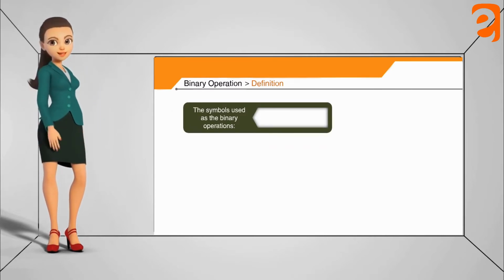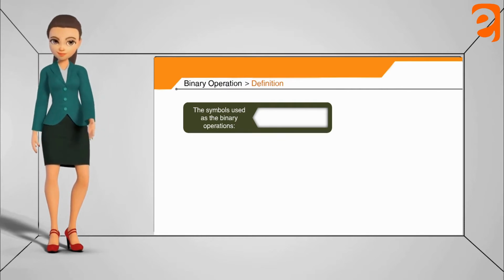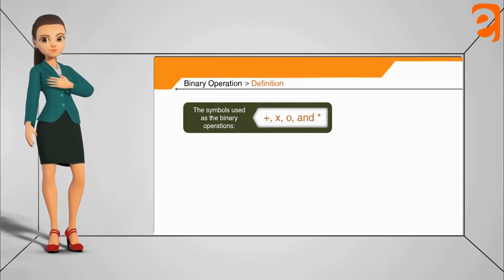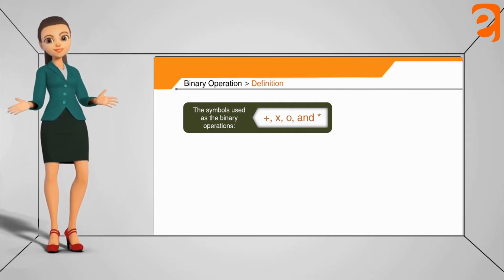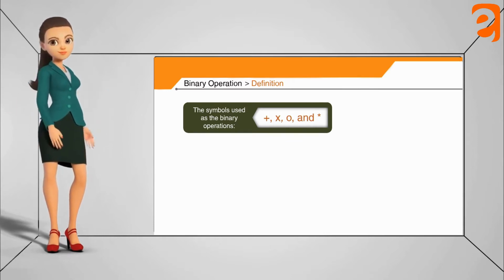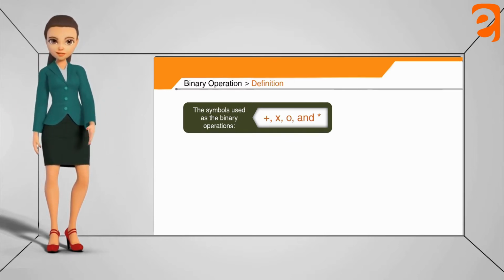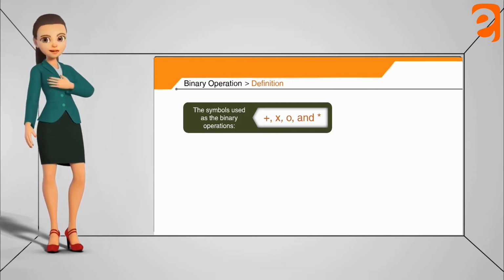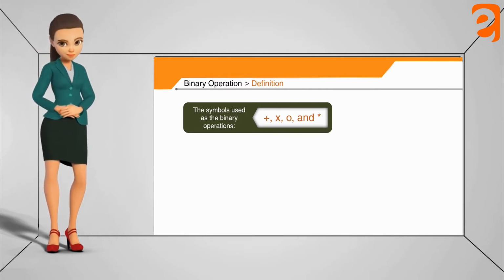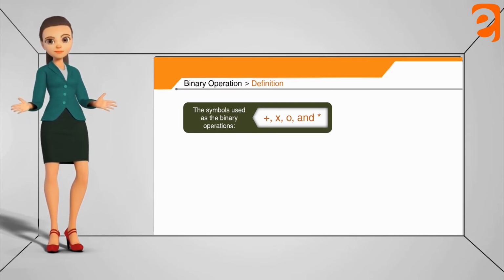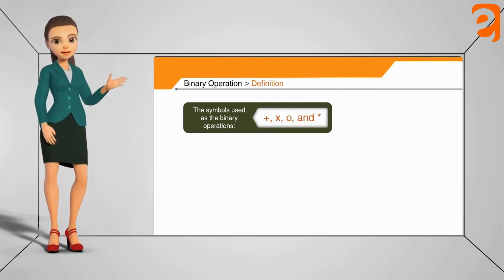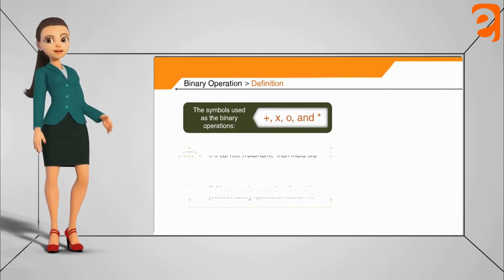The different symbols used for denoting the binary operation are plus, multiplication, circle, star, and you can use slash, hyphen, anything. But the main point is that you take two elements, put the symbol there, and the result should also be an element from the same set which you are considering.